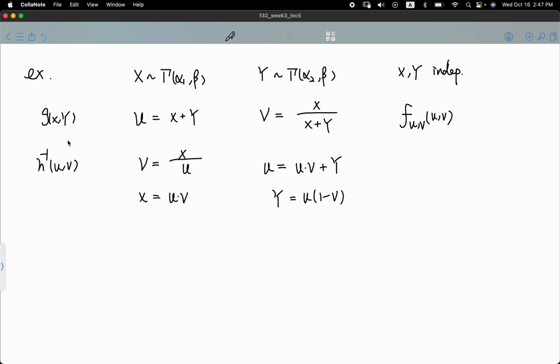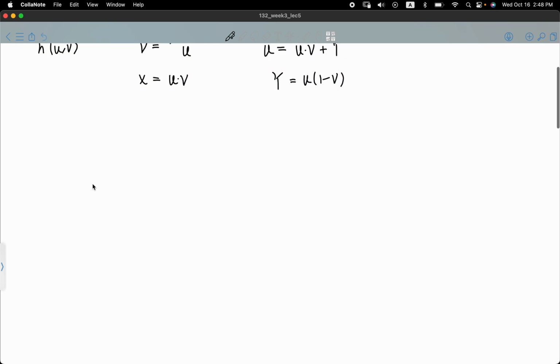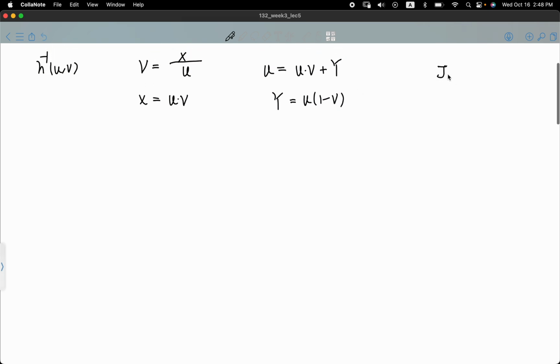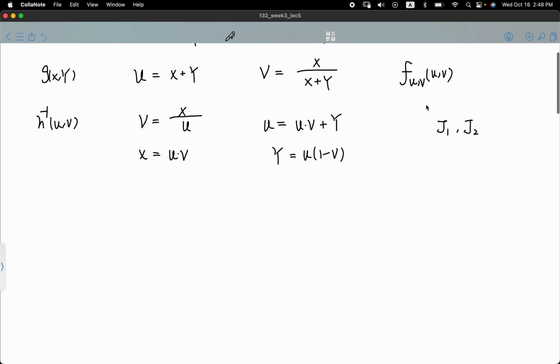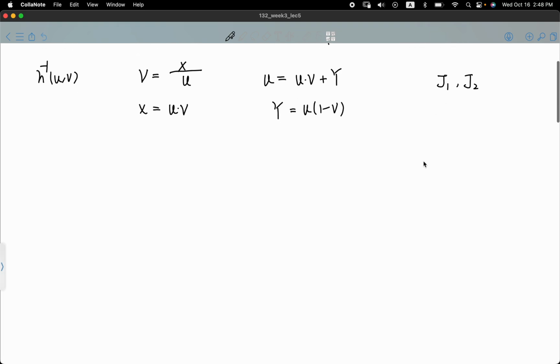Okay, so now you have your function g and your function h inverse. We can talk about the Jacobian matrix. So again, we introduce J1 and J2, and you can use either of them to find your joint distribution f of u and v. The choice of which one to choose really depends on which of the derivatives is easier to find. So in this example, I'm going to use J1.